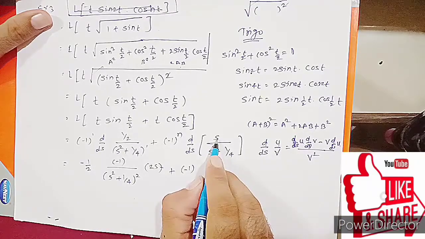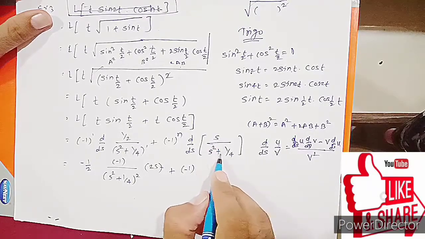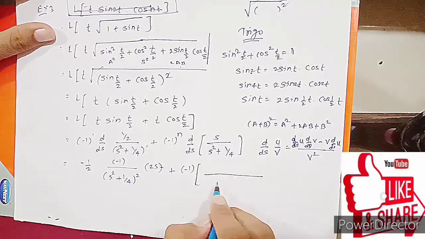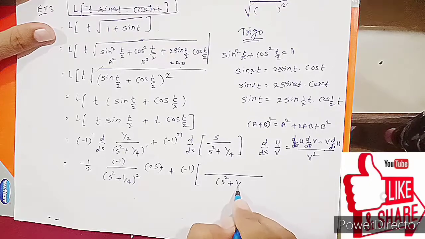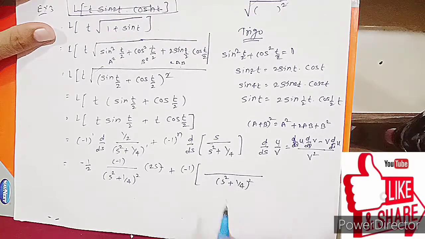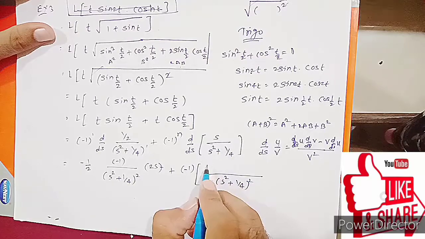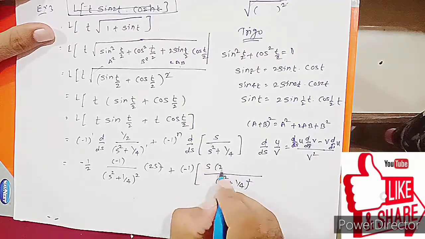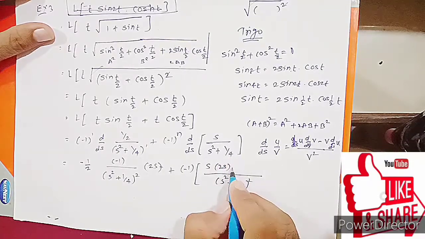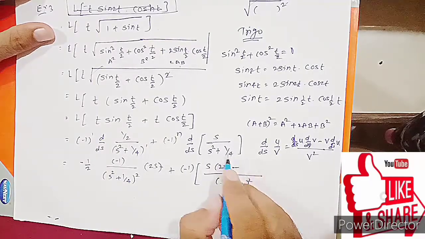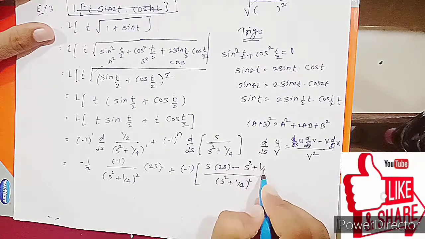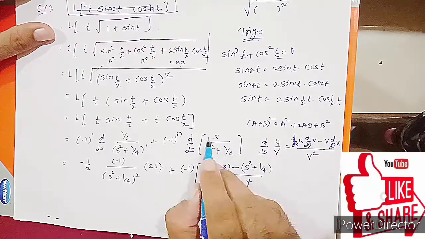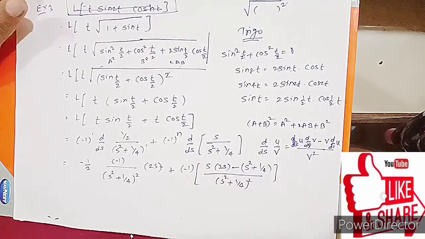So what is the u here? u is s, v is s square plus 1 by 4. So u upon v rule divided by v square, that means s square plus 1 by 4 bracket square. So v square is as it is. U, what is the u? s, so s is as it is. Derivative of v, what is the derivative of v? It is 2s and 1 by 4 ka derivative 0, so not necessary to write. Minus v as it is, that means s square plus 1 by 4 as it is, and derivative of s is 1. We know that derivative of s is 1, right?